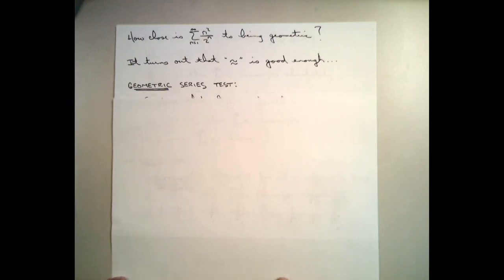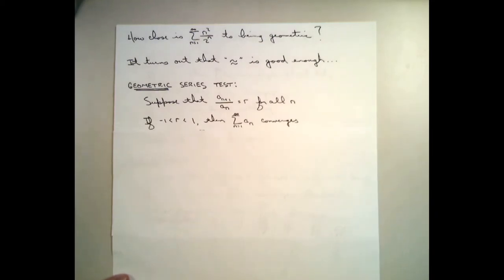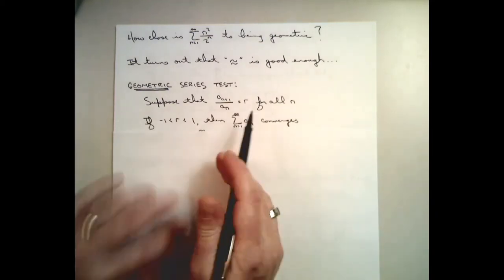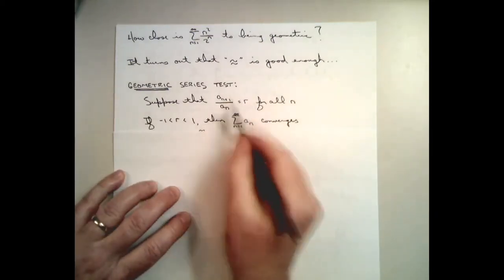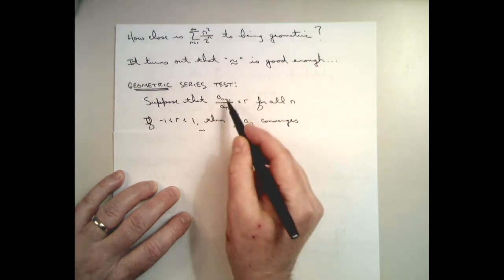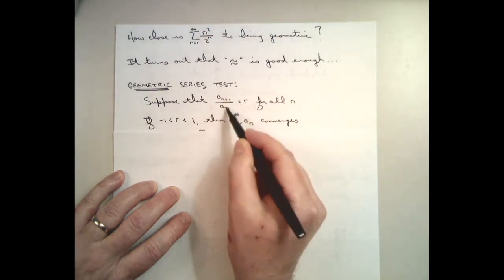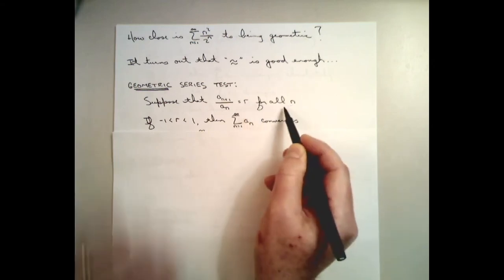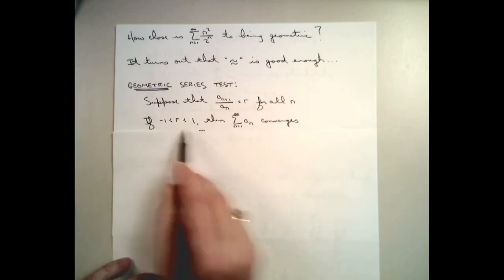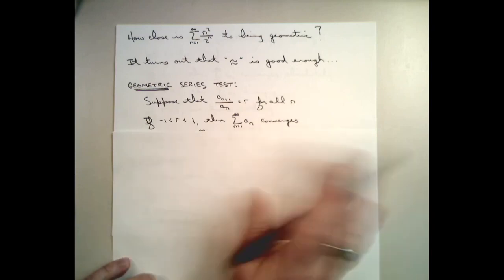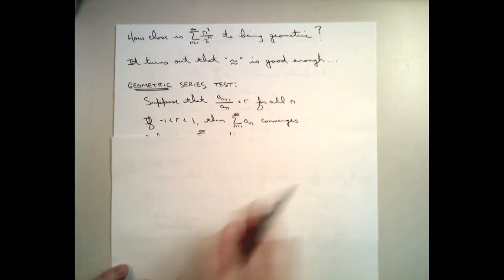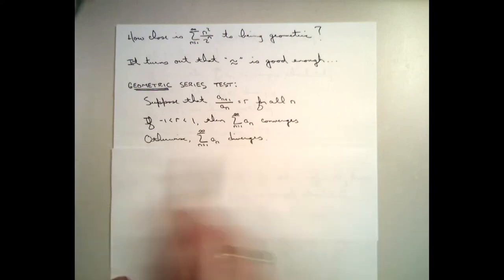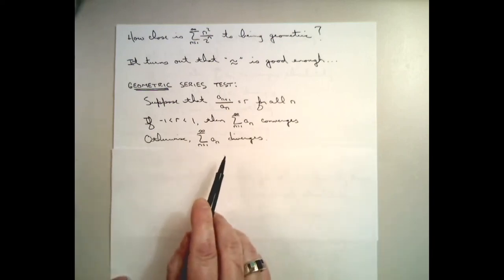Let's restate the geometric series test for just a moment. The geometric series test could be worded like this, right? Suppose that the ratio of a term to its predecessor is exactly equal to the same number for all n. If that number is between -1 and 1, then the series converges. Simple as that. We also know that it diverges otherwise.